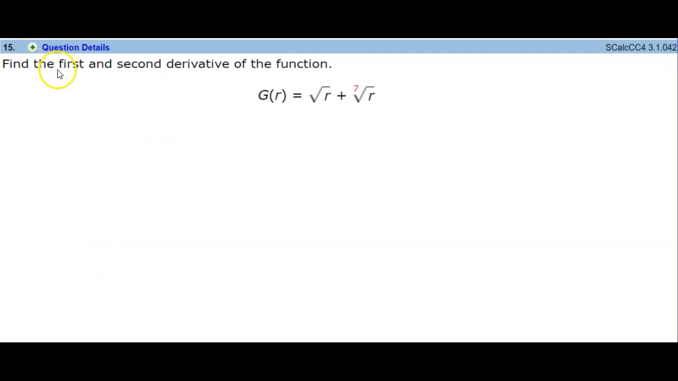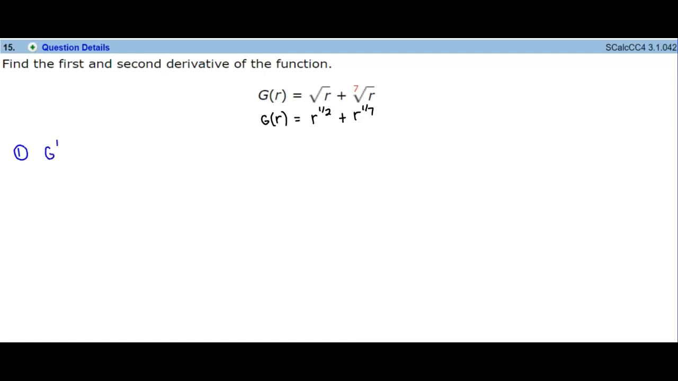Okay, here we want to find the first and the second derivative of the function. Before we find the derivative of the function, let's go ahead and rewrite this with fractional exponents. So we can write the function to be g of r, which is going to equal r to the 1/2 plus r to the 1/7. Okay, so now let's go ahead and find the first derivative.